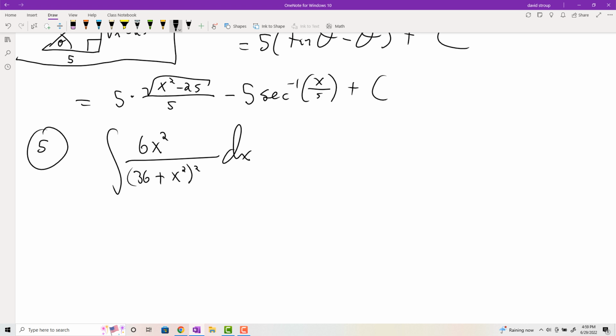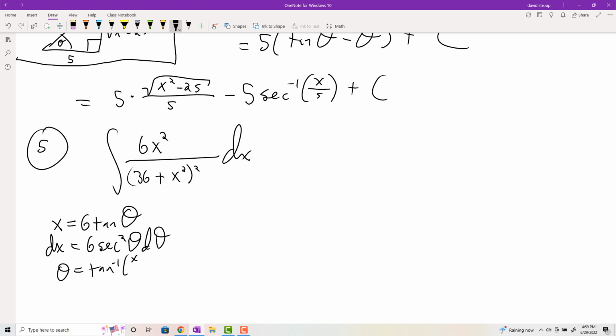Okay. So that denominator has that form a squared plus u squared. In this case the u is x, the a is 6, and the form, because it's a plus, indicates you have to use a tan theta. Get your dx part, so that would be secant squared theta d theta. Solve for theta, so theta is going to be equal to tan inverse of x over 6, and then get your triangle.